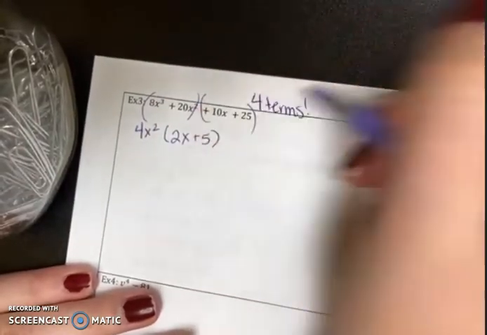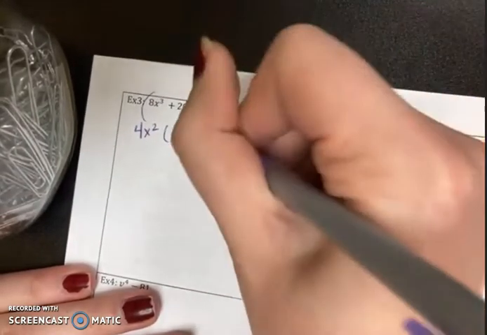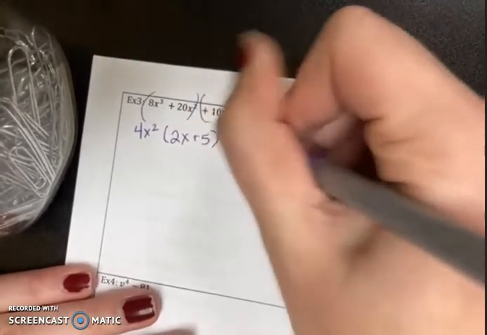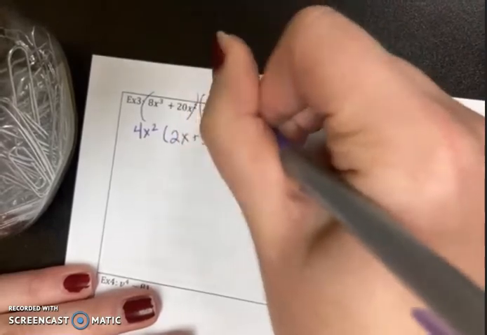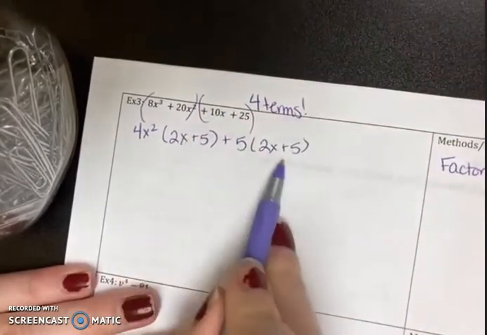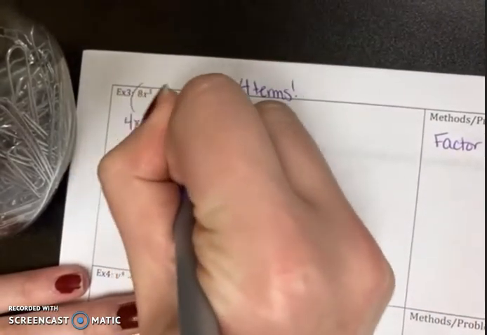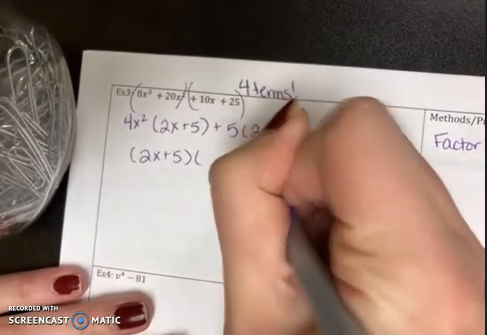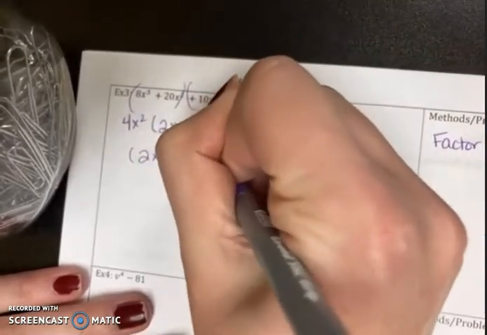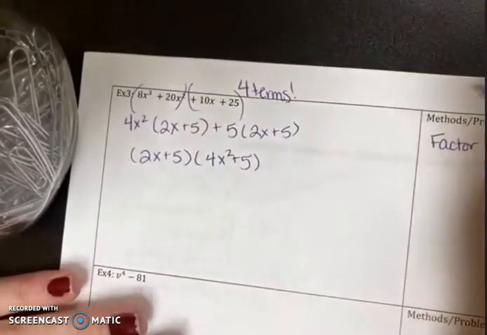Now looking here at my second set of numbers, they both are divisible by 5. When I divide each term by 5, I'm left with 2x plus 5. So we do have the same thing in parentheses, meaning I can pull that out as a 2x plus 5. And in our second set of parentheses, we write what remains, so the 4x squared plus 5.